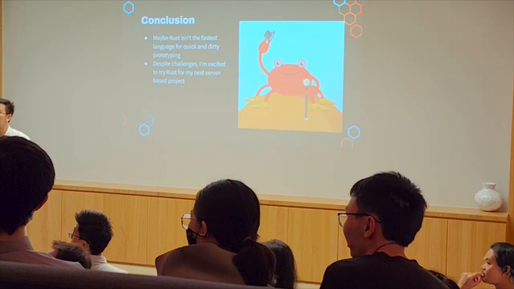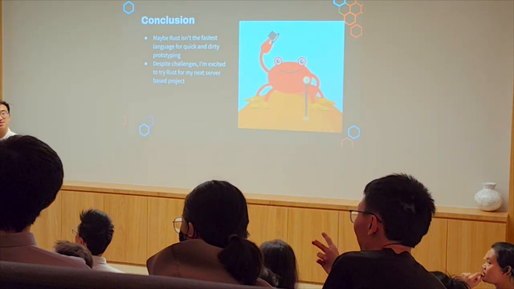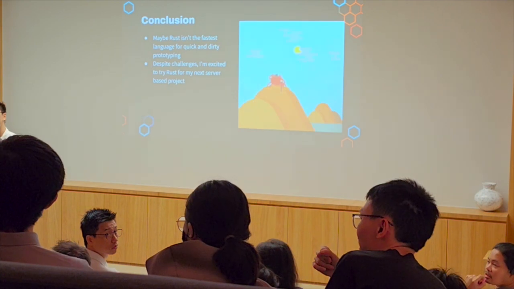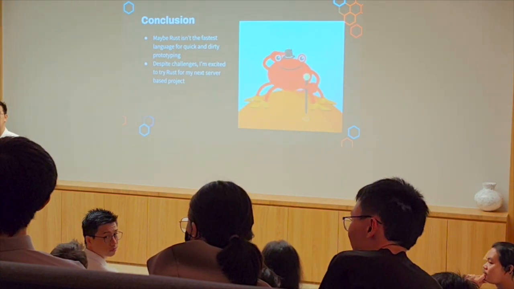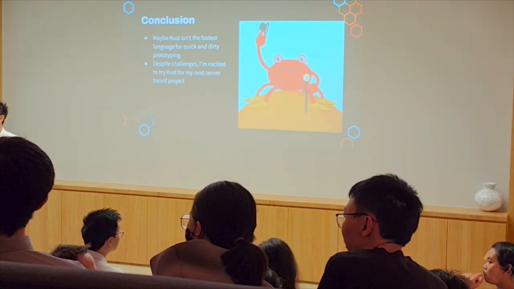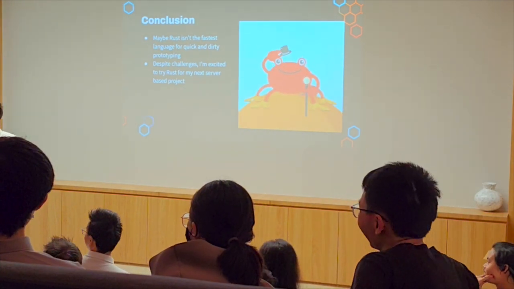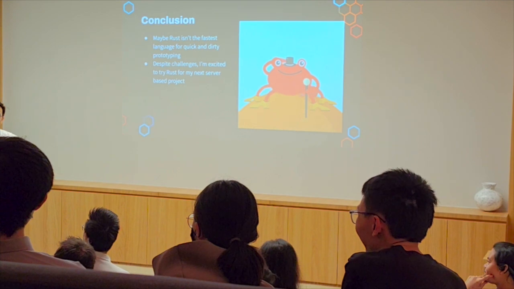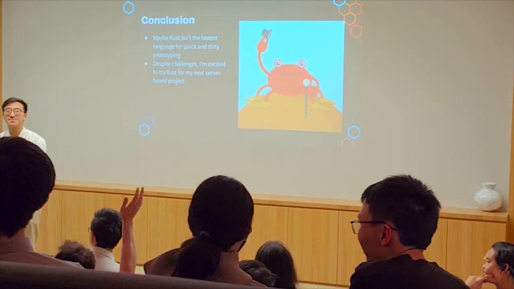JetBrains just released something. They call it Rust Rover or something. I think it's free in the beginning, but they're saying they're going to charge us something because it's experimental. And JetBrains also made Kotlin, so they're already on zero. Okay. Any more questions? Yep, free.